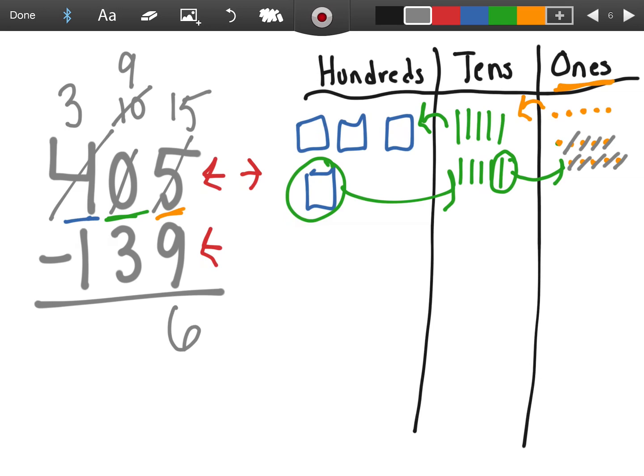We have 9 tens, and we want to take away 3. 1, 2, 3. That leaves us with 6. And we had 3 hundreds, and we just take away 1, leaving us with 266 as the difference.